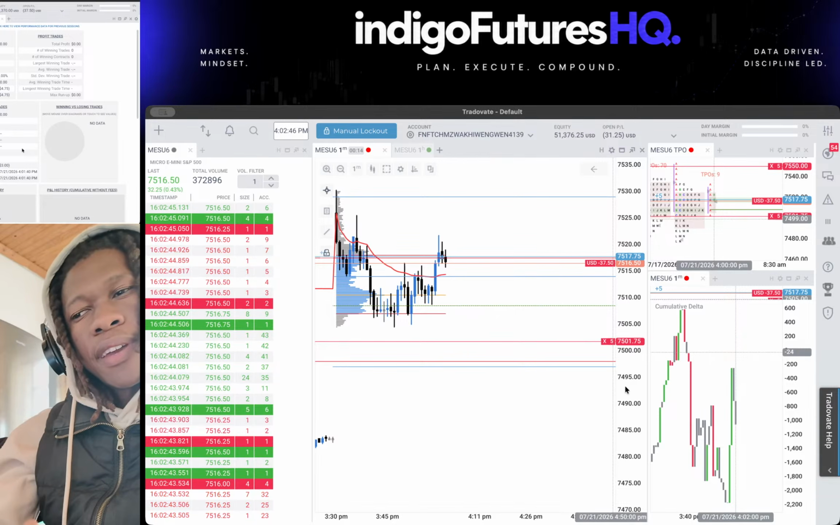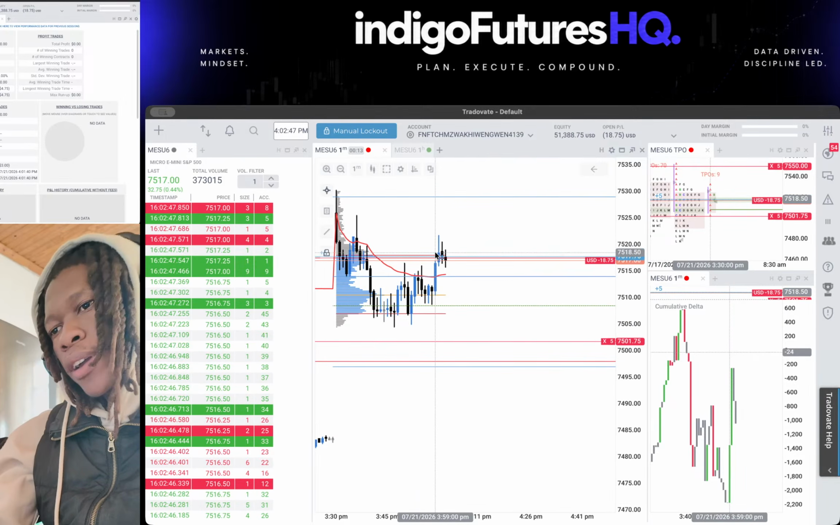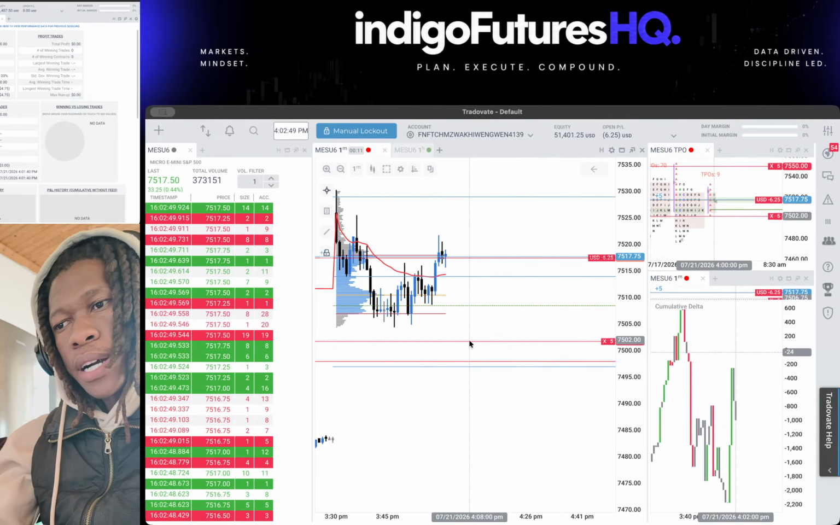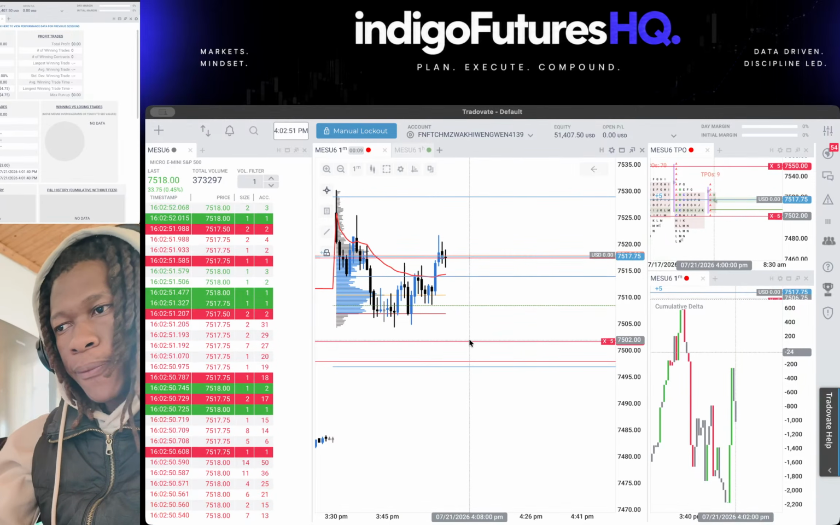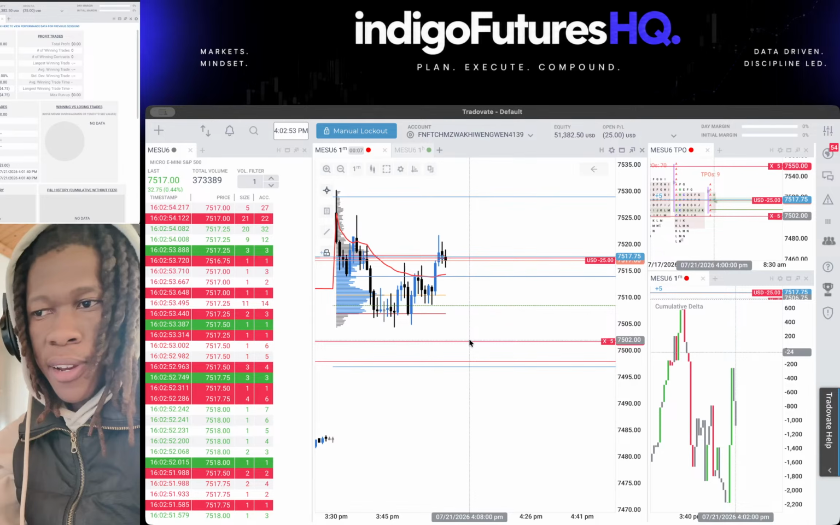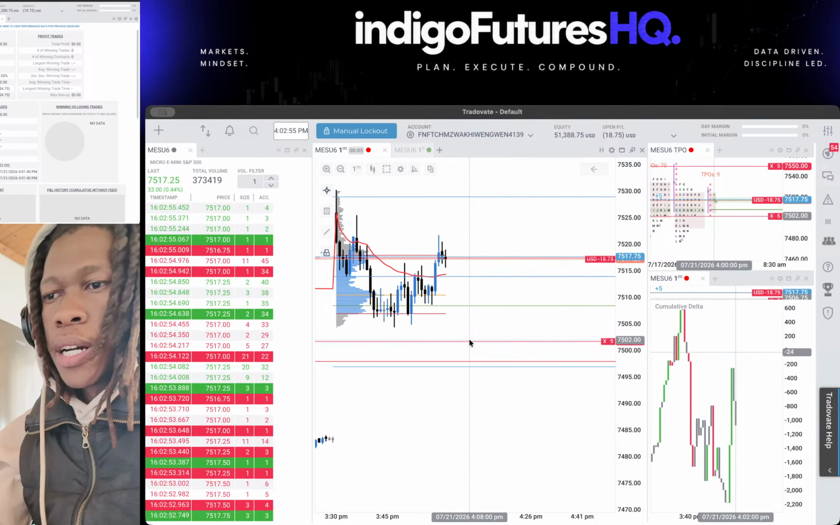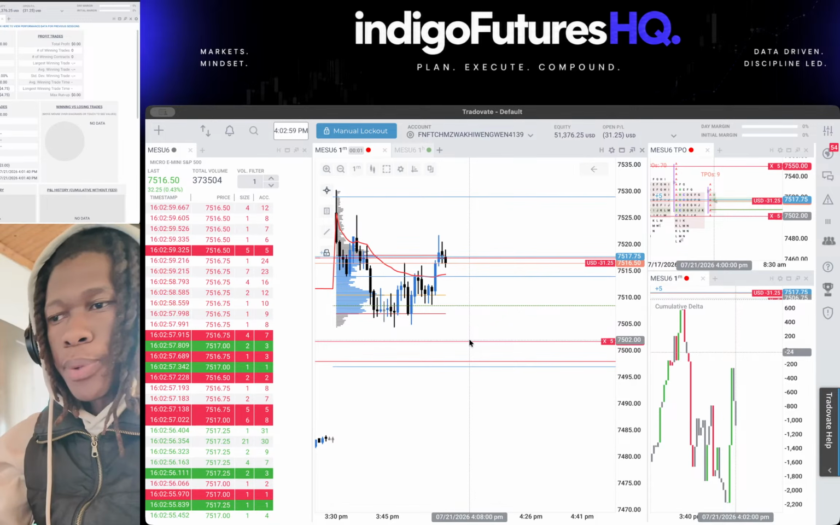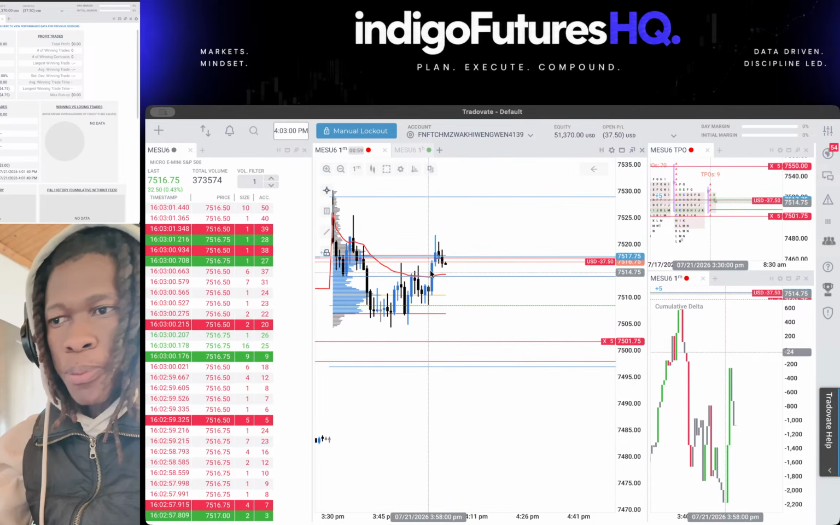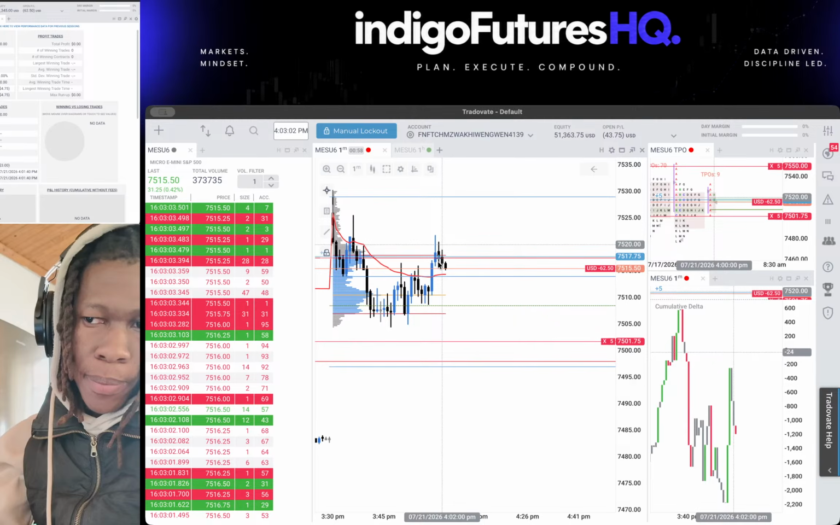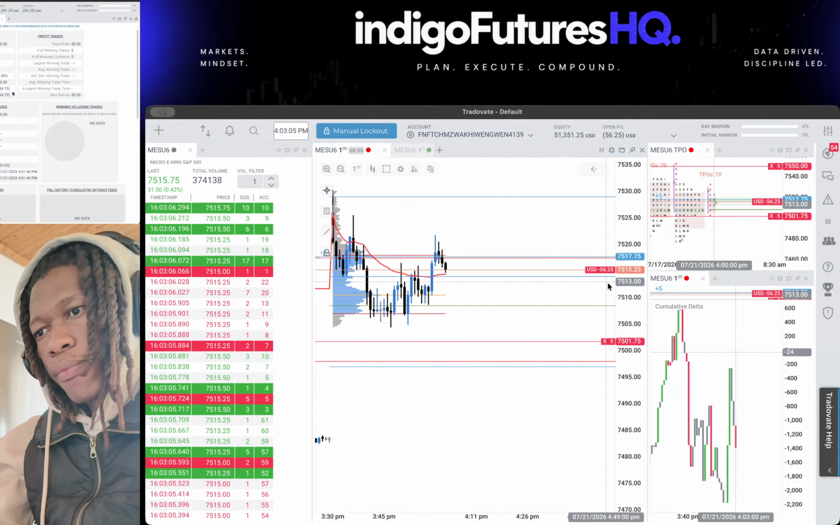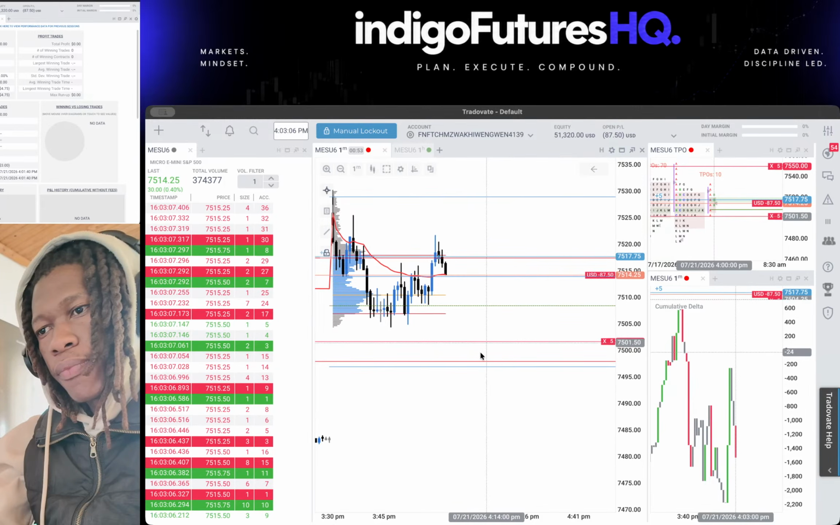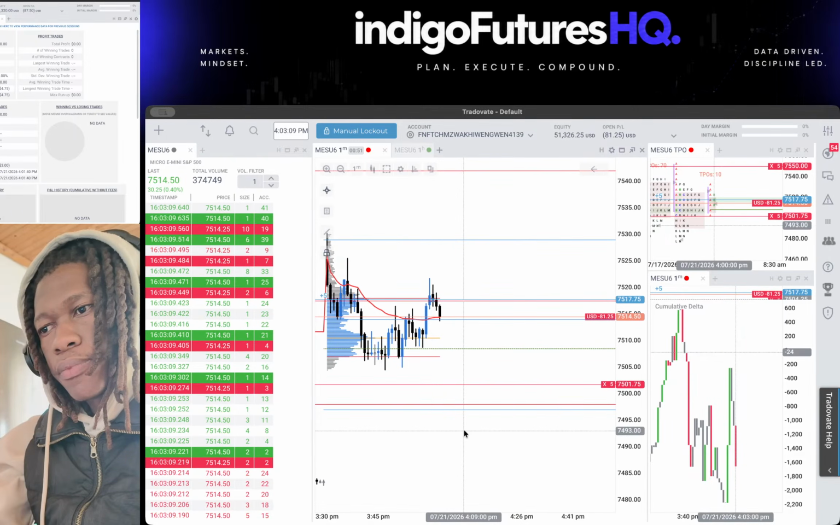Also, could be a fake out, could be a thing of like, oh, okay, you just come in and you come back to previous day value area low. Then I guess GG's, I got caught out. But also a break above VWAP. Kind of looking at it like that now.